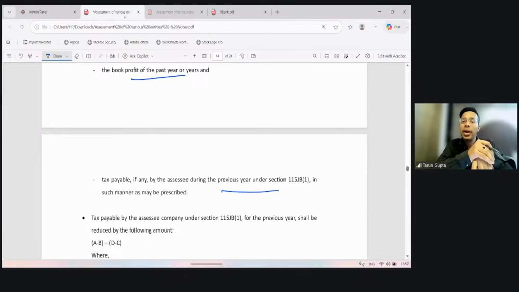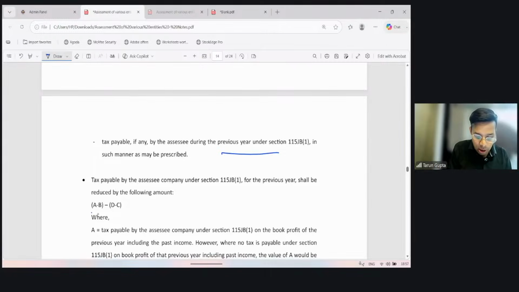Then the assessee has to make an application to the AO requesting him to recompute the book profit of the past year and to recompute tax payable by him for the current year. How can it recompute the tax payable? Whatever the tax payable is computed, you will reduce this amount by the amount computed by the formula A minus B minus D minus C.